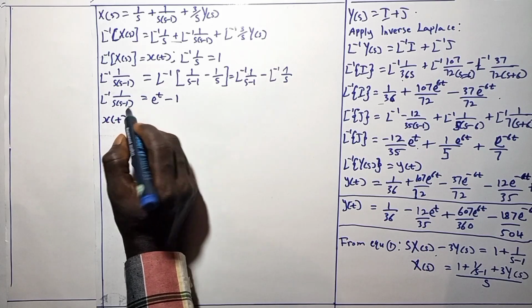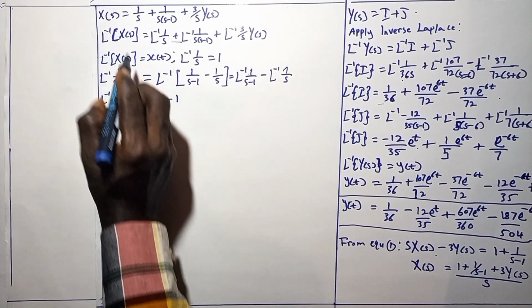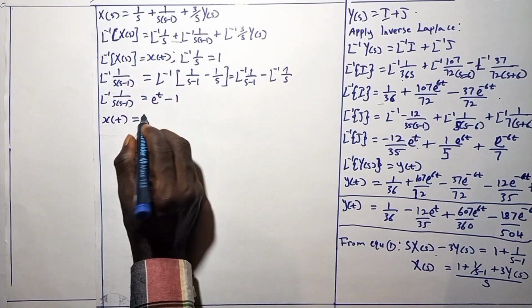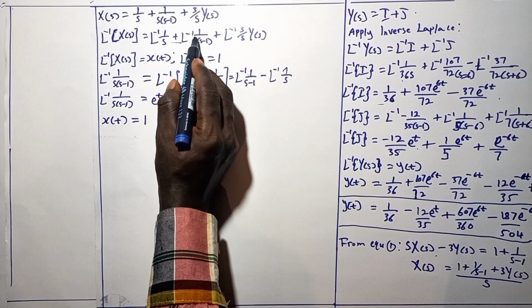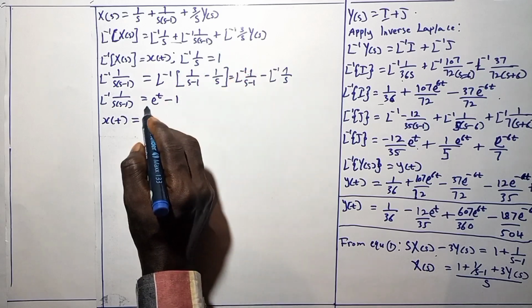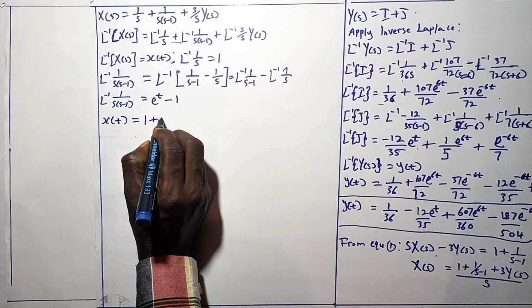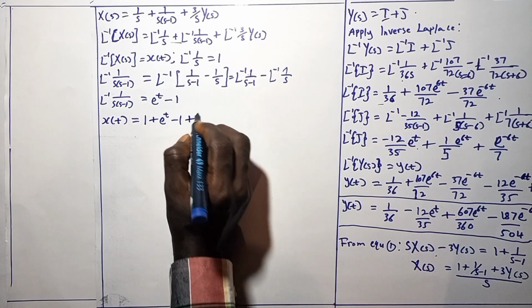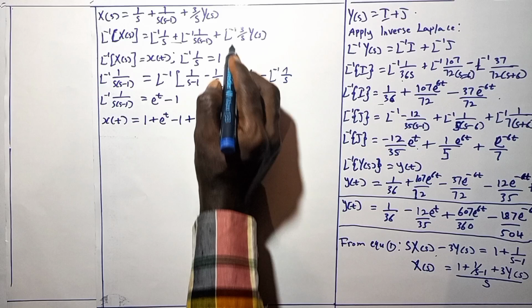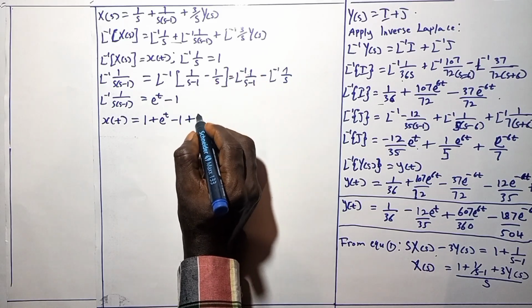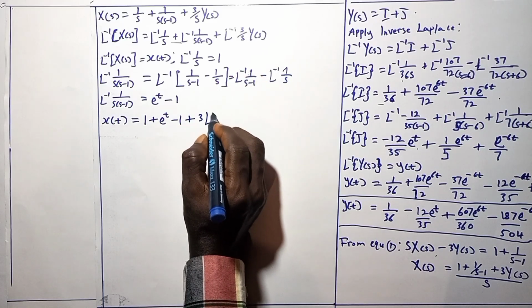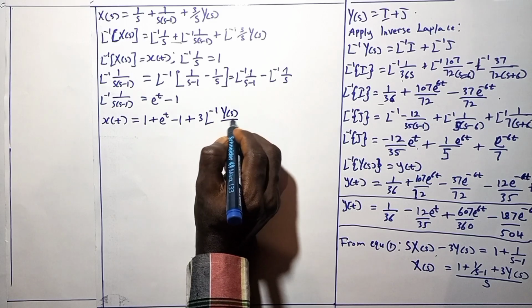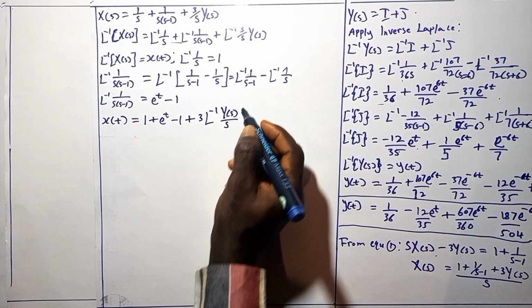x of t is equal to the inverse Laplace of 1 over s, which gives 1. The inverse Laplace of 1 over s minus 1 is e to the t, minus 1, then plus this. Now this we can bring the 3 outside, since it is a constant. You cannot bring the s outside. So 1 over s over s.